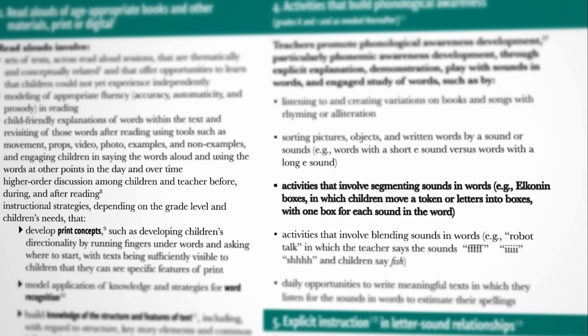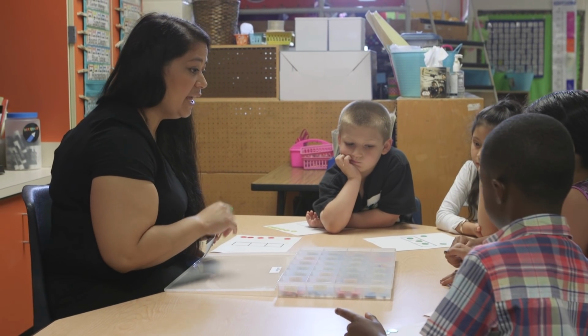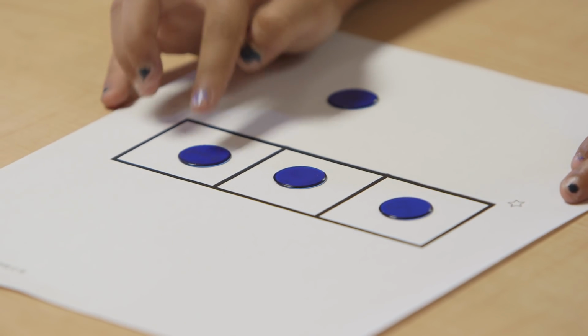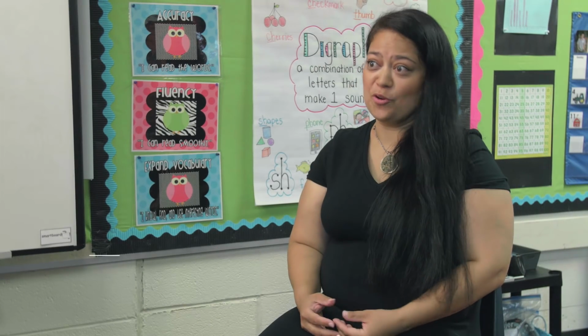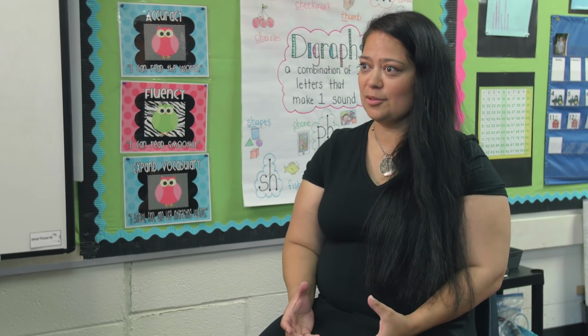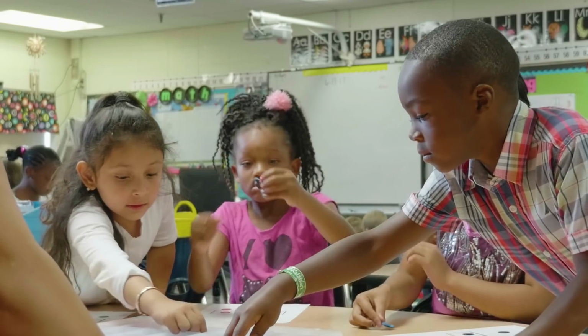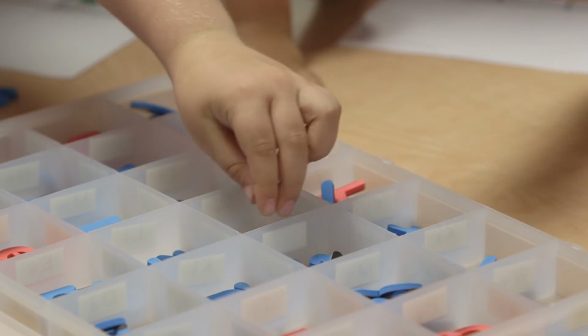Activities that involve segmenting sounds in words, such as Elkonin boxes, help children to build phonemic awareness. In this classroom, students are moving tokens into boxes to help them segment the sounds within words. The lesson you're going to see me do with the small group of kids today is going to be stretching and segmenting sounds. First you're going to see them use a physical model and try and figure out how many sounds they're hearing as they work. And then later on it'll progress to where you will see them trying to connect those sounds to letters.